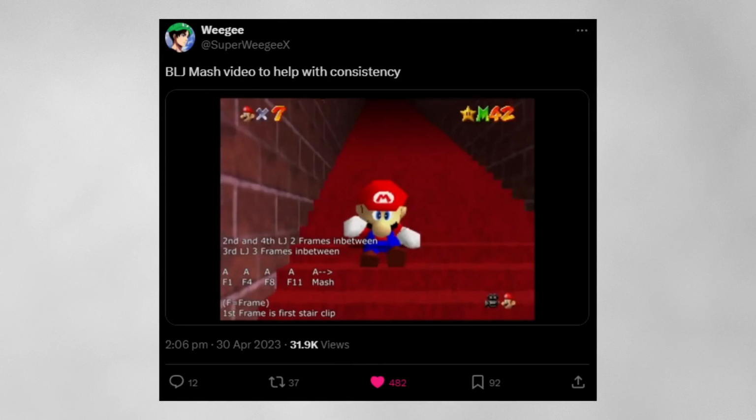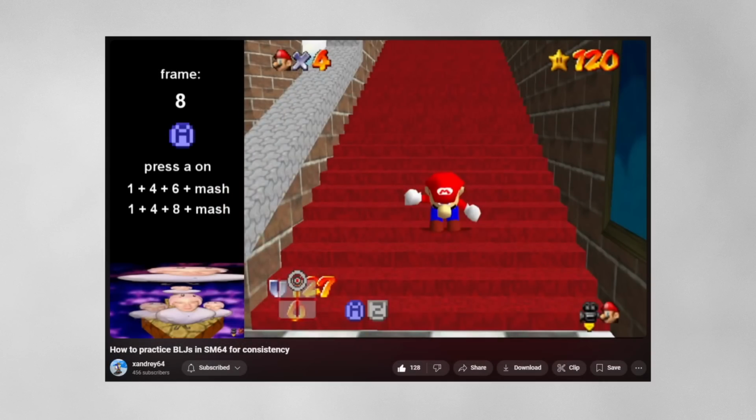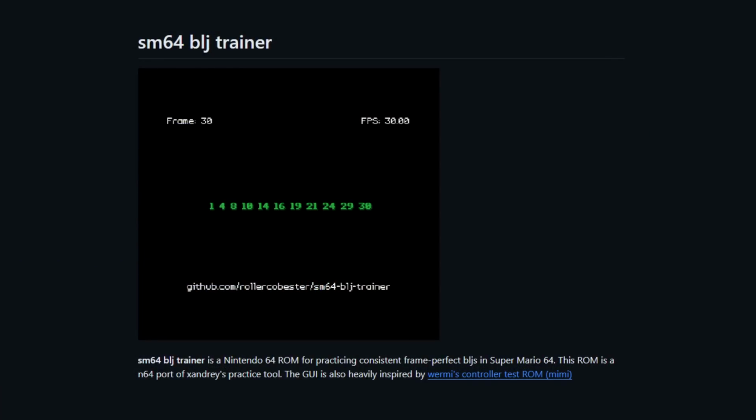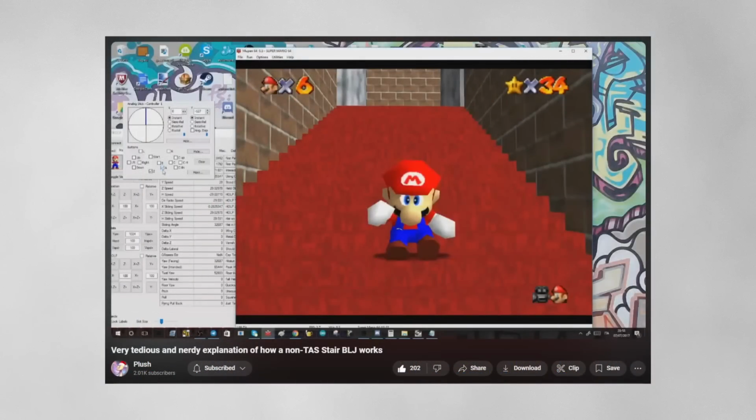These 146 and 148 solutions were popularized by a tweet from Weegee, and Zandre64 then created a Python program to help you press A on these frames consistently. And this was ported to N64 by rollercobester. However, as far as I know, these solutions were first pointed out by Plush in this video 7 years ago.